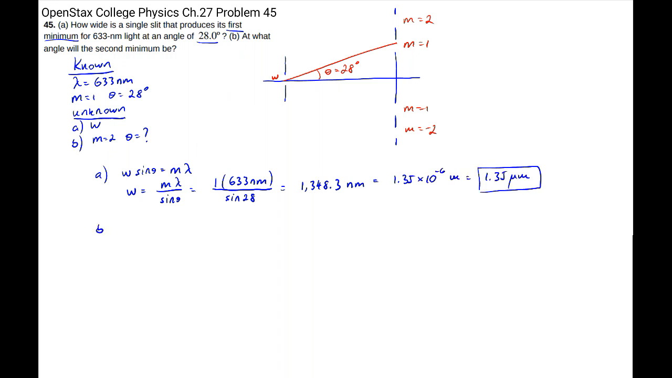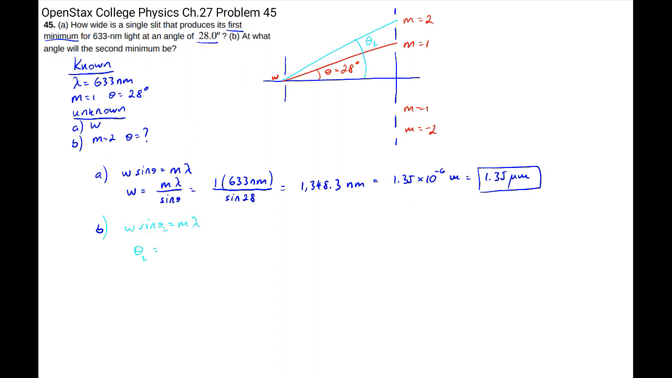Now in the second part, what is going on is that we're looking at m equals 2. M equals 2 is up here, and we want to know the angle that a beam of light makes with the principal axis here. So let's change colors and draw that. We're looking for this angle theta. I'm going to call it theta 2. So we can use the same equation we had before, W sine theta equals m lambda. We now know W, but we're looking for the angle theta. I called it theta 2.